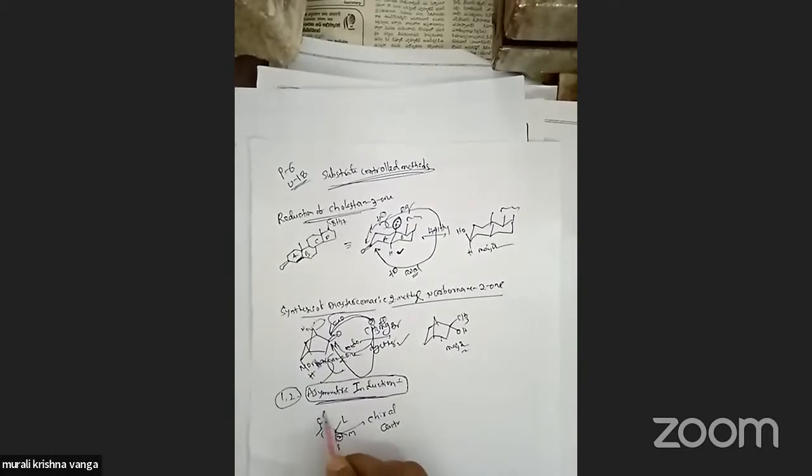This is a chiral center. So this is the first position. We are assuming first, second. At the chiral center, second position. At the first position, we are introducing another chiral center. That is 1,2 asymmetric induction.